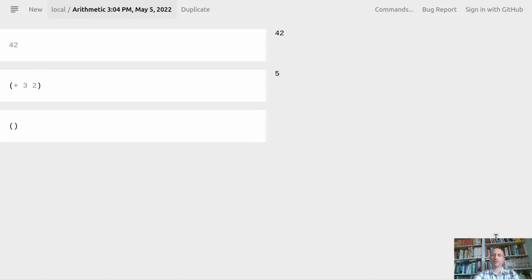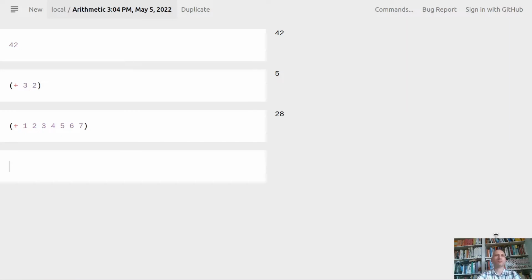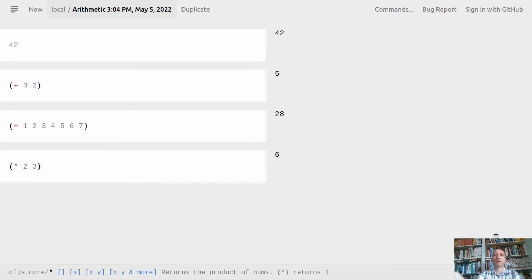For example, if you need to add more than just 2, you still use the operator only once. If you find this difficult to read, the trick is that you put the operator between the arguments. So it's 1 plus 2 plus 3 plus 4 plus 5 plus 6 plus 7. But this way, it's a lot simpler to say that. And of course we have multiplication as well, that evaluates to 6.